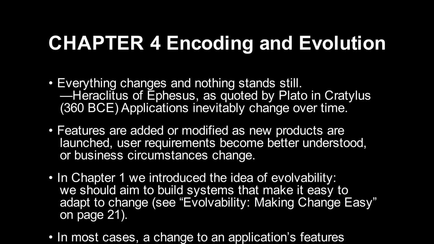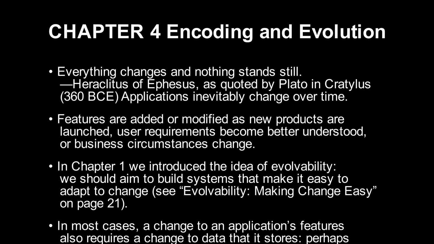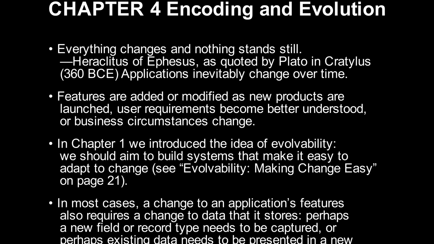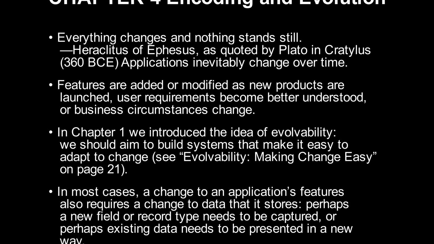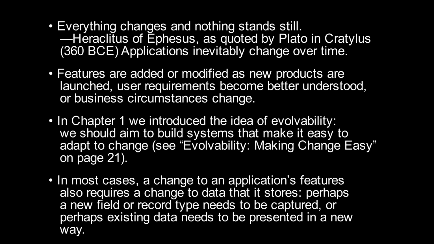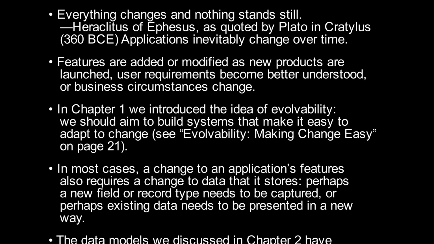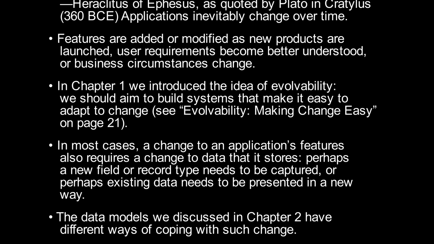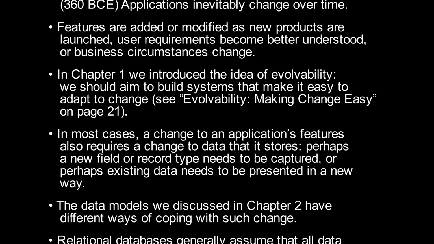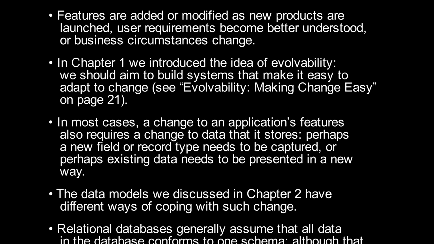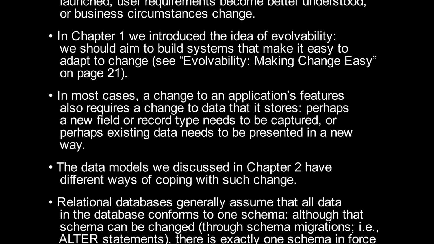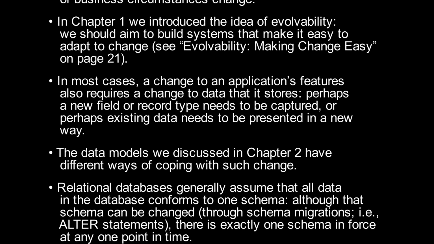In Chapter 1 we introduced the idea of evolvability. We should aim to build systems that make it easy to adapt to change. See "Evolvability: Making Change Easy" on page 21. In most cases, a change to an application's features also requires a change to the data that it stores. Perhaps a new field or record type needs to be captured, or perhaps existing data needs to be presented in a new way. The data models we discussed in Chapter 2 have different ways of coping with such change.